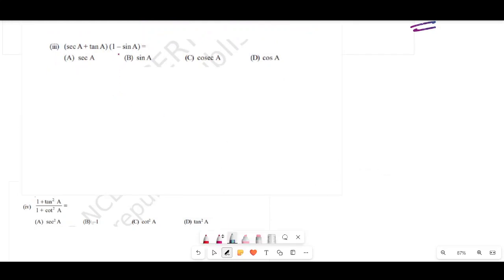sec A plus tan A equal to 1 minus sin A, what will it be equal to? So first rule, if you try to solve any problem related to trigonometry in class 10th, then first you should remember, if you don't have any formula, then only remember the first formula, sin square A plus cos square A equal to 1, because with the help of this formula we can prove another formula. Now if you don't have information about this, first you should simplify this, then you multiply it. Clear?